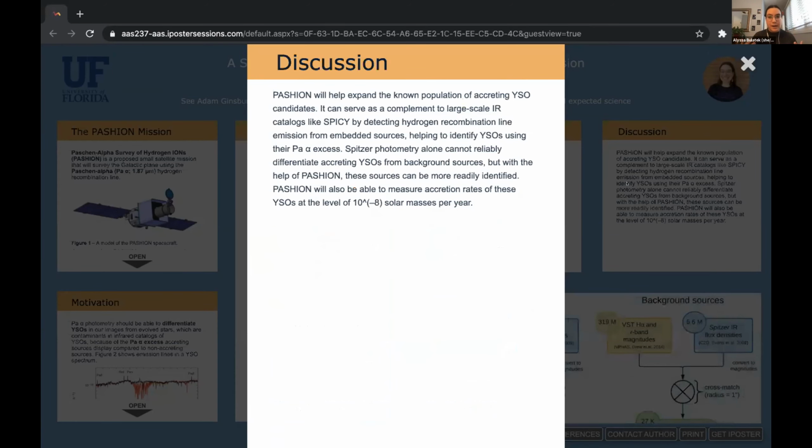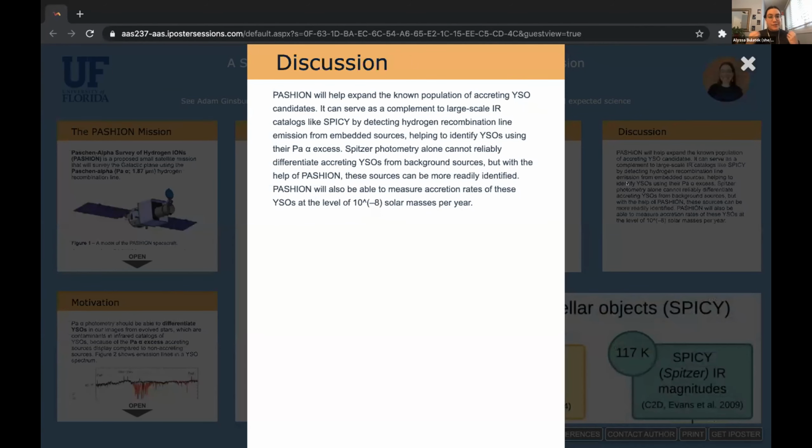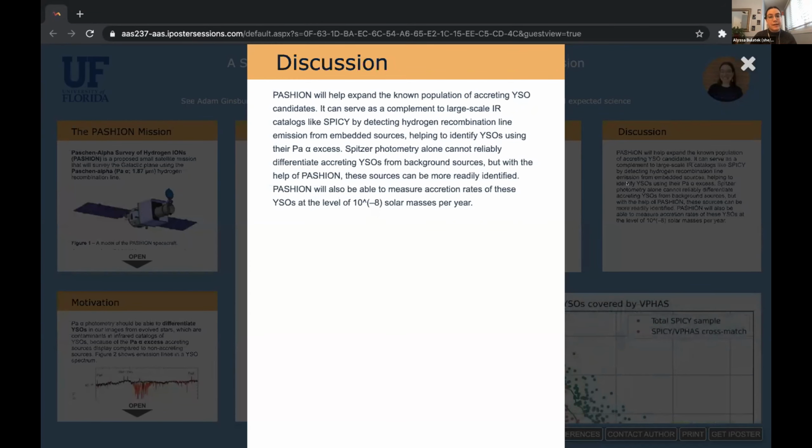So in summary, because I'm out of time, PASHION will be able to expand the population of YSO candidates by complementing large infrared catalogs like SPICY, and it'll help us peek through the dusty interstellar medium to measure the growth rates of these newborn stars.